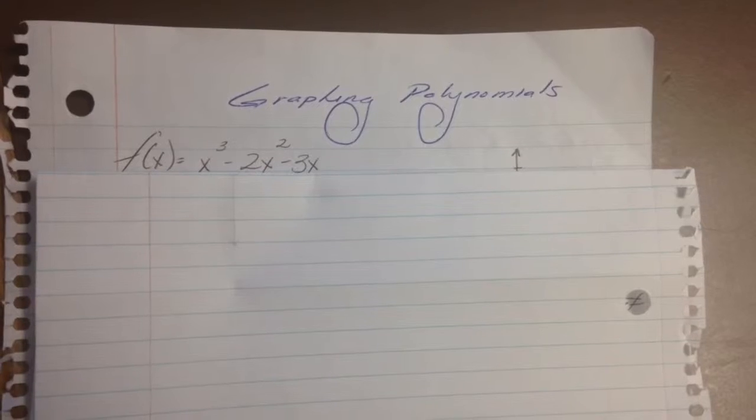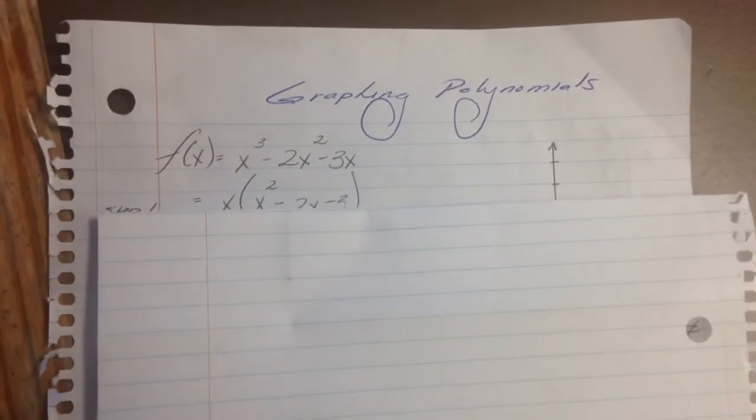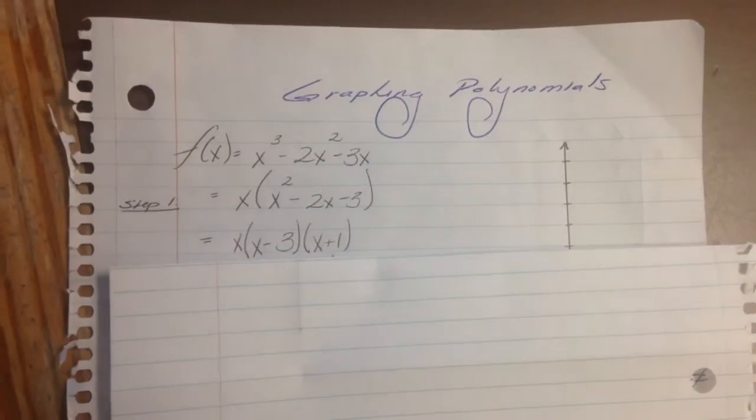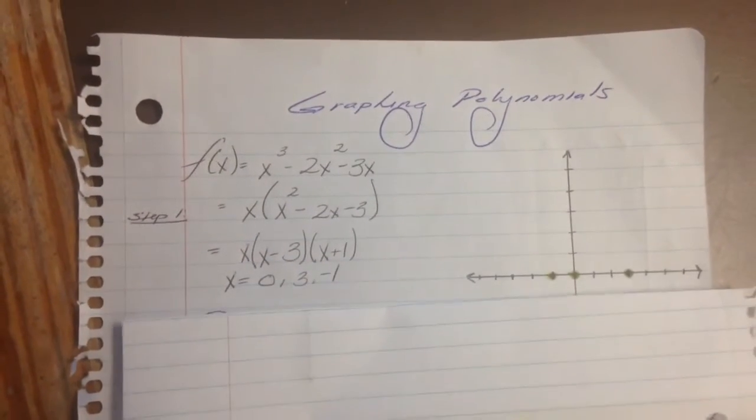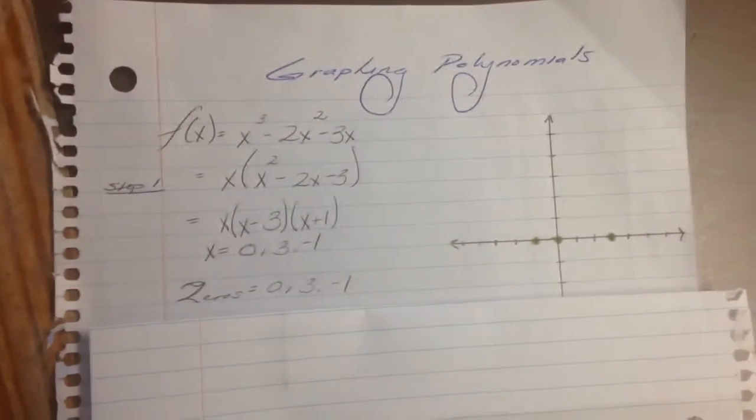To graph a polynomial, the first step is to find the zeros of the equation. To do this, you need to first factor the equation to the simplest form, then solve for x to find the zeros, which you can then plot on the graph.